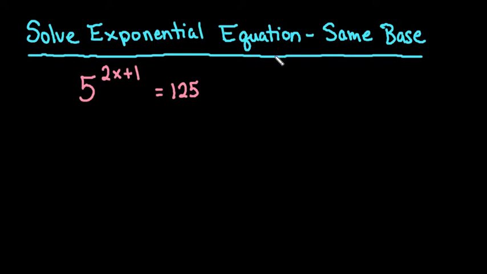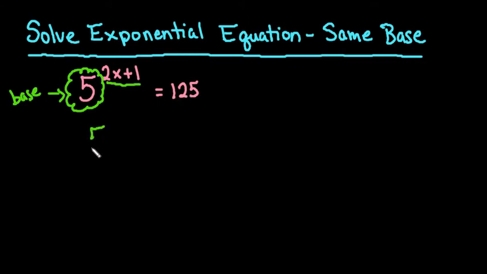Okay, for this video, what I want to do is show you how to solve an exponential equation when you can rewrite both sides to have the same base. This method only works if you can make it so that both sides can be written to have the same base, and the base, remember, is the number that the exponent is working on. This is considered an exponential equation because our variable is in the exponent.